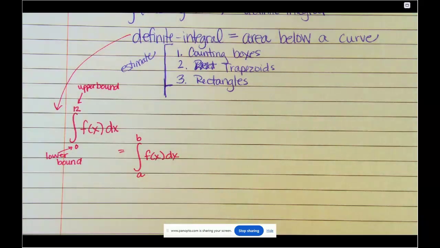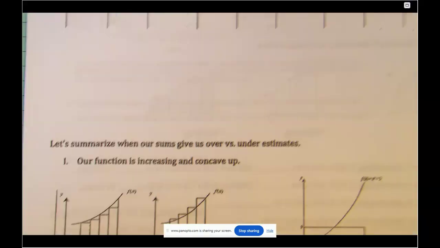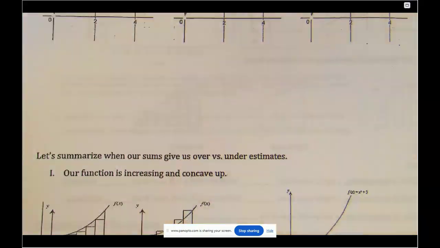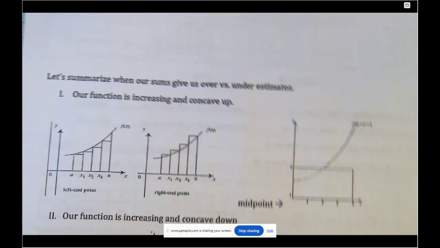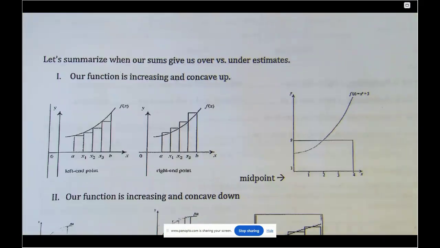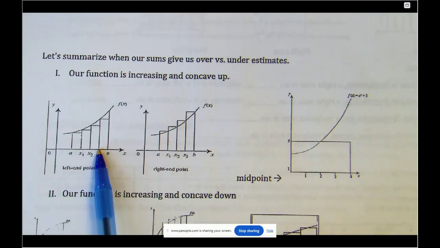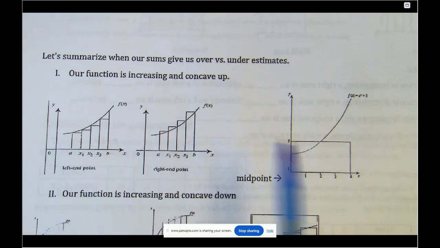Oh, look, we got one of these, the paper I just handed out to you. Ignore the top, we're going to skip that. Take a look at this graph right here. We've got left, right, and midpoint. Which one of those estimates would be the most accurate?